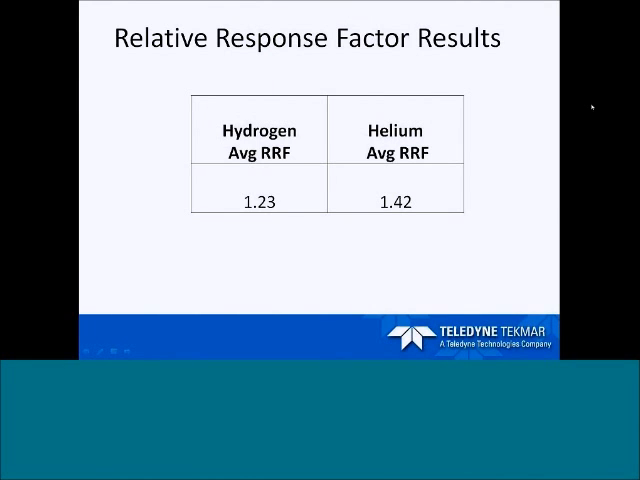And then we also compared our relative response factors, which they talk about in 8260. As you can see, there is a slightly lower relative response factor using hydrogen, and that's due to the loss of sensitivity you get from using hydrogen.